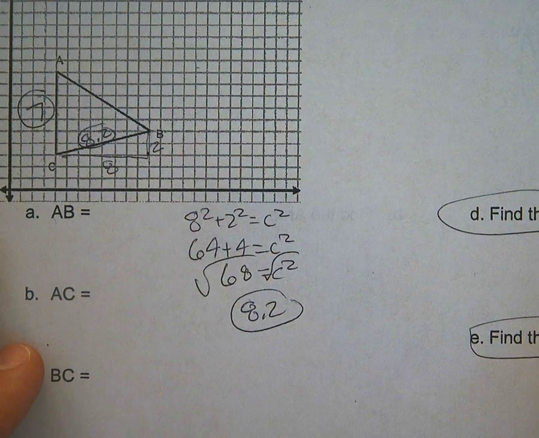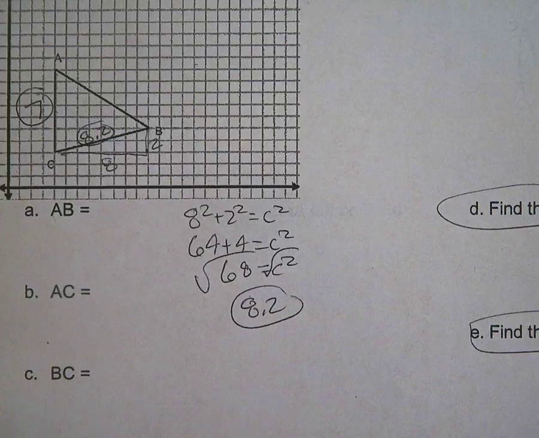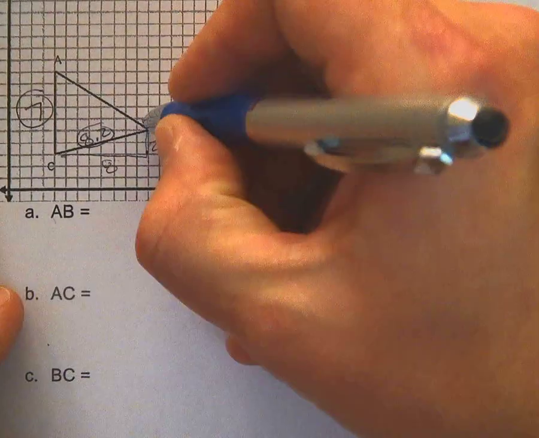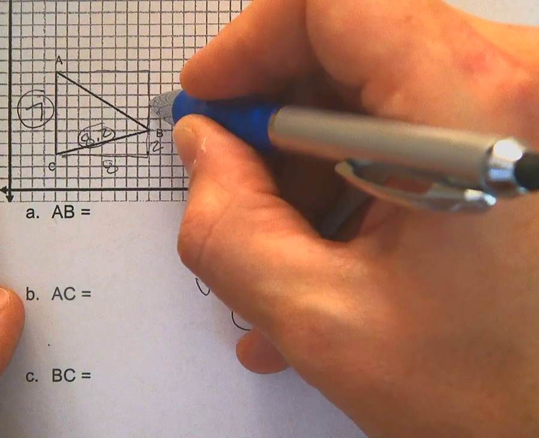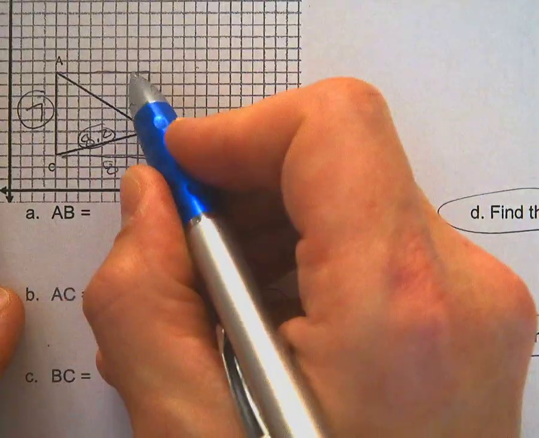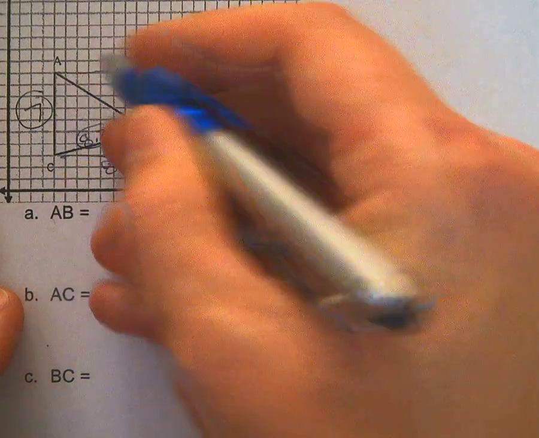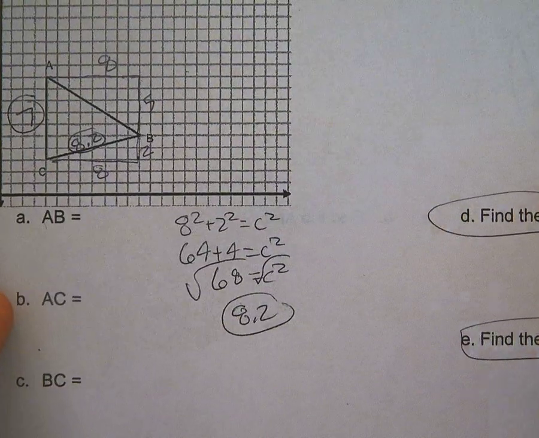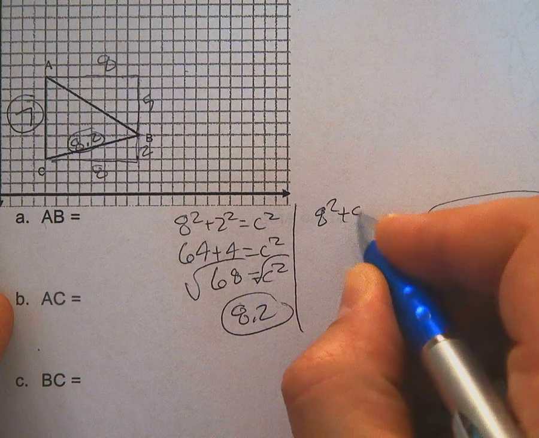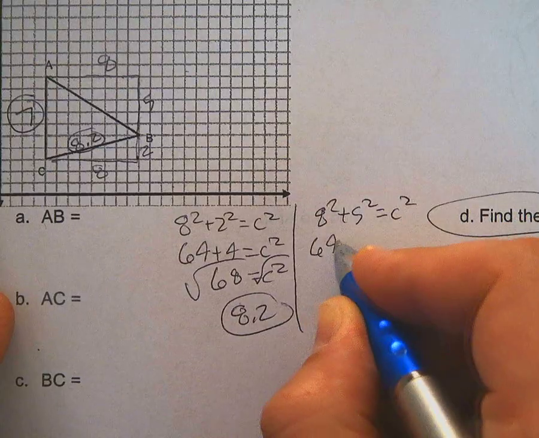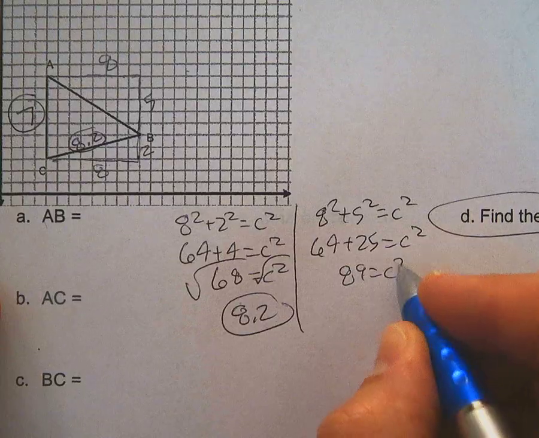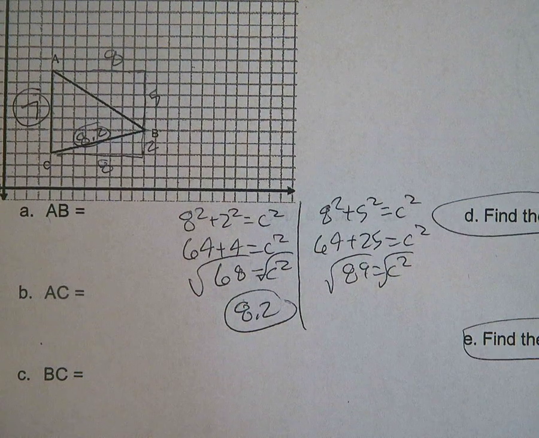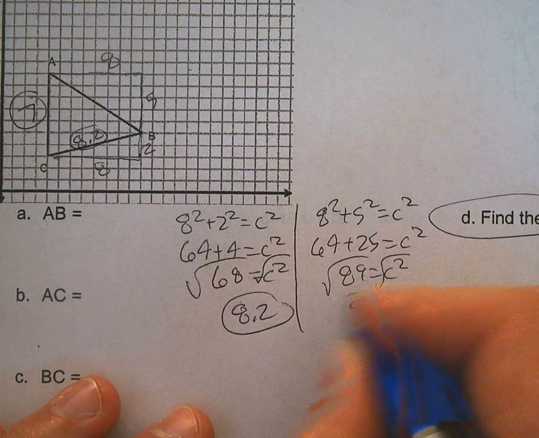All right, now I want to find the area and perimeter, that's right. So then I go up here, I go up 1, 2, 3, 4, 5, and I go over 1, 2, 3, 4, 5, 6, 7, 8. So I'm going to do another Pythagorean theorem. 8 squared plus 5 squared equals c squared. So that's 64 plus 25 equals c squared. Add this together, get 89 equals c squared. Take the square root of 89, and the square root of 89 is approximately 9.4.